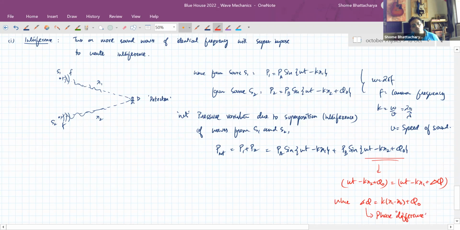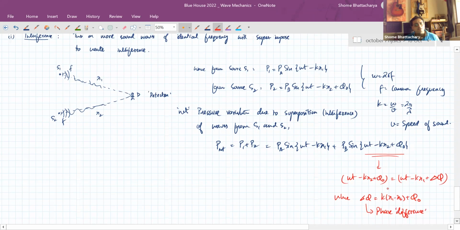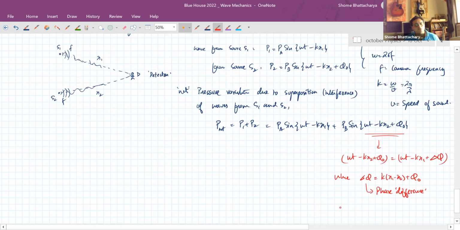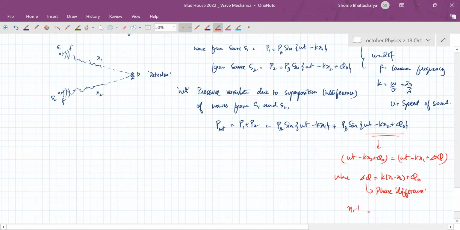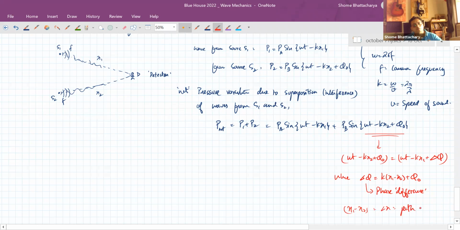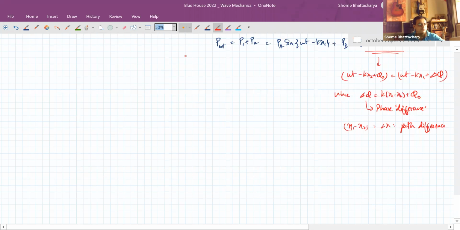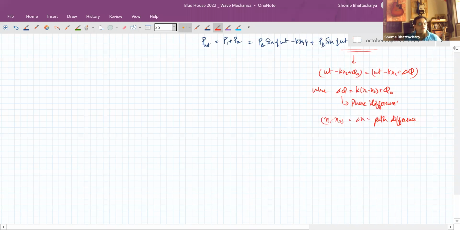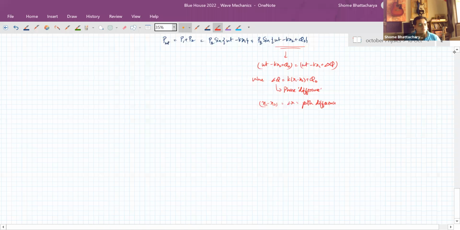For example, if the two sources were in phase, then phi naught would be zero, and the phase difference would be as a result of only the path difference x1 minus x2. So the quantity x1 minus x2 is what we call the path difference. So the phase difference can be as a result of path difference, it can be as a result of some phase difference between the sources S1 and S2, and it can be as a result of the combination of these two things. Now, the rest of the thing is the same as what we have seen earlier.